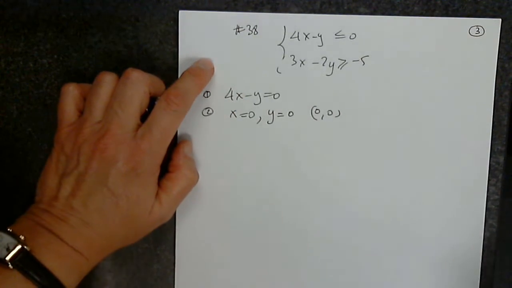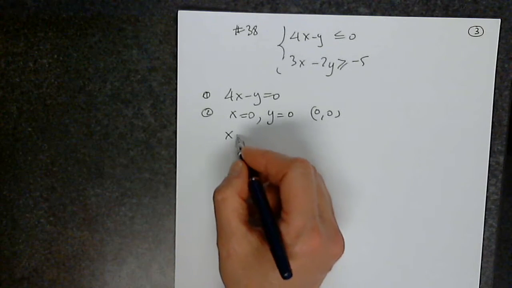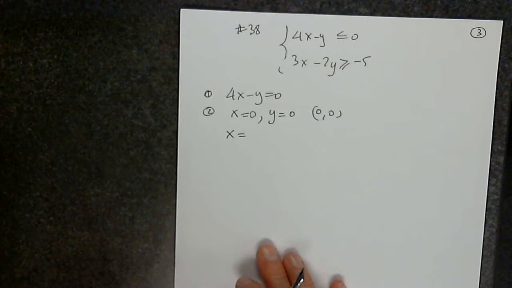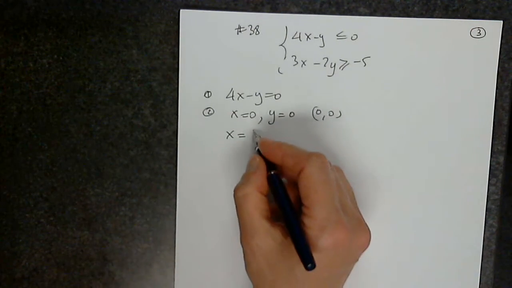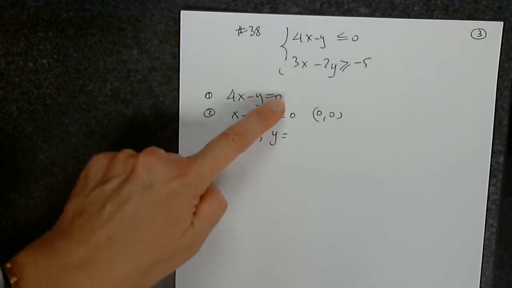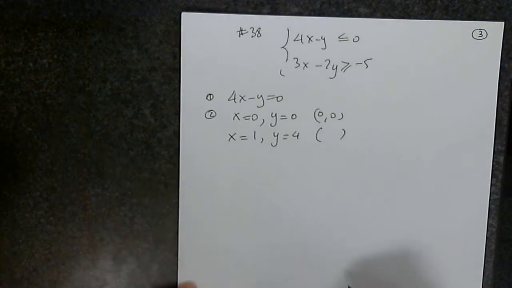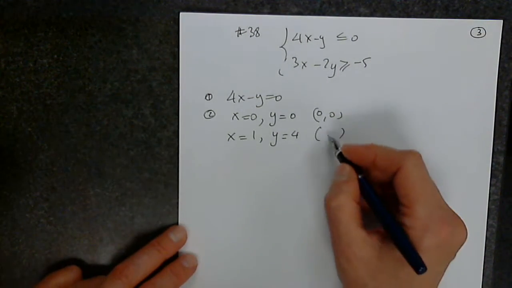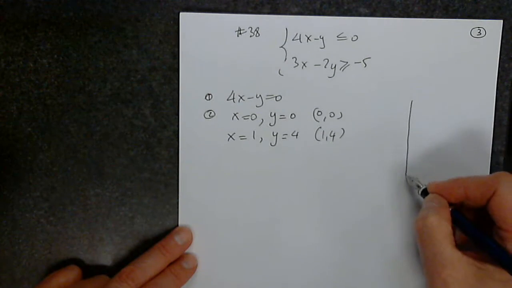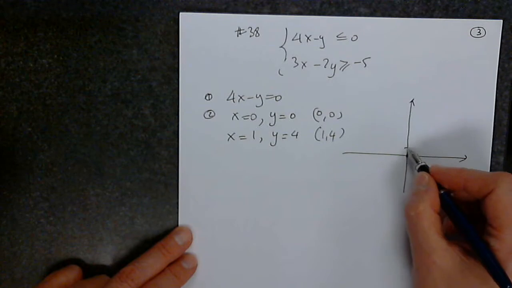Since the line passes through the origin, I have to make up another point. So give me another x. x equals 1. Okay, perfect. So then how much is y? 4 minus y equals 0, y equals 4, indeed. And the ordered pair is 1, 4. Good, so now let's graph 0, 0, and 1, 4.